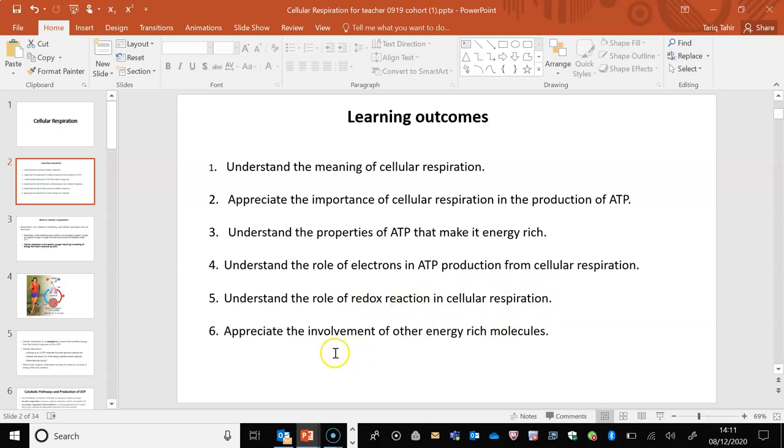And then we touched upon other energy-rich molecules. It's not just ATP, but also FADH2 and NADH. So I think that's about it. The next lecture will be going into a bit more detail about the different stages of cellular respiration.